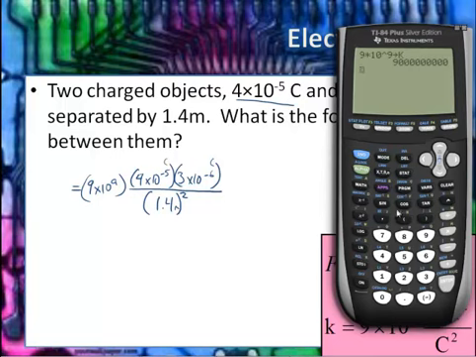So K times 4 times 10 raised to the -5th, and 3 times 10 raised to the -6th, and then divide by 1.4, I guess I don't need parentheses, 1.4 squared, and that gives us 0.55, and since this is a force, that would be in the standard unit of newtons.